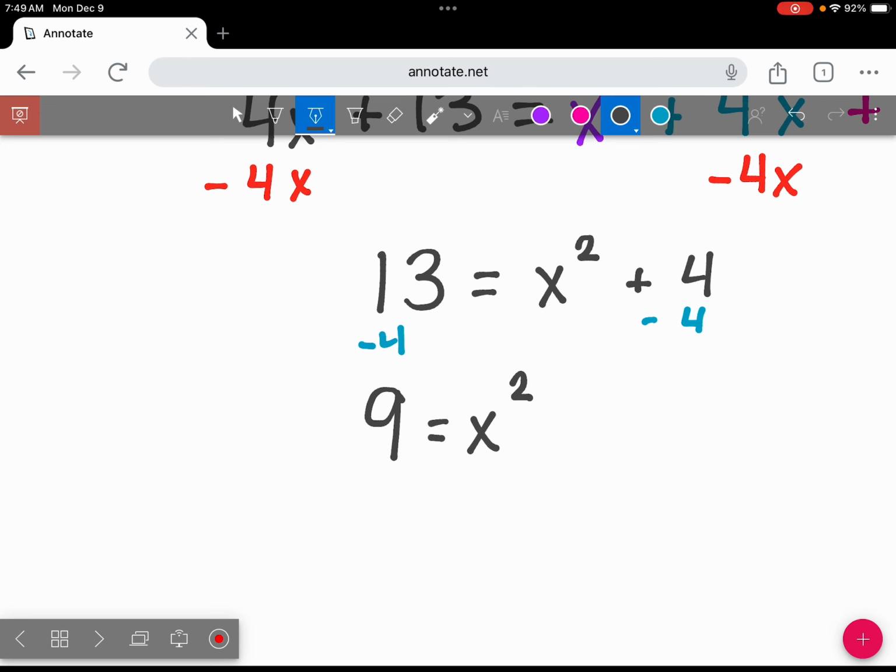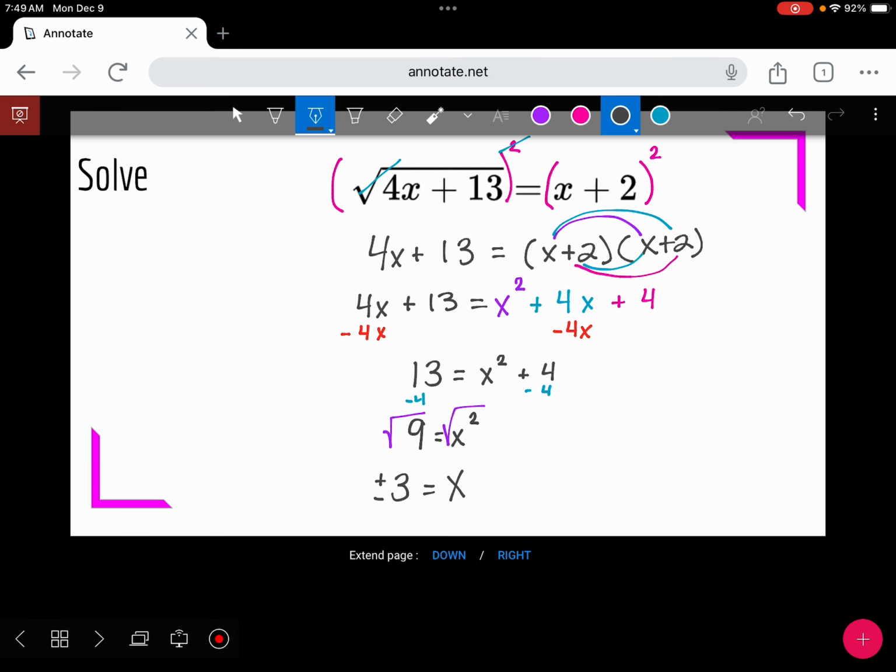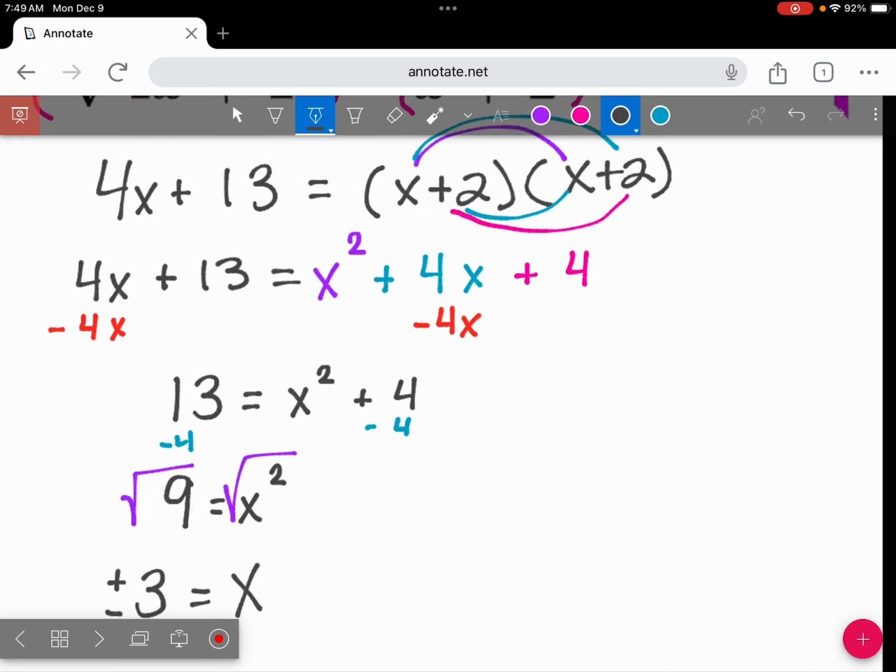And now we can square root both sides of the equation. It's totally valid. So we're going to have that our x equals what? But when we square root both sides, we have to include a plus or minus. All right, so we need to check both of those.